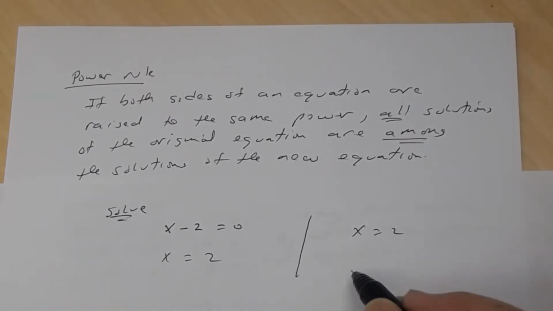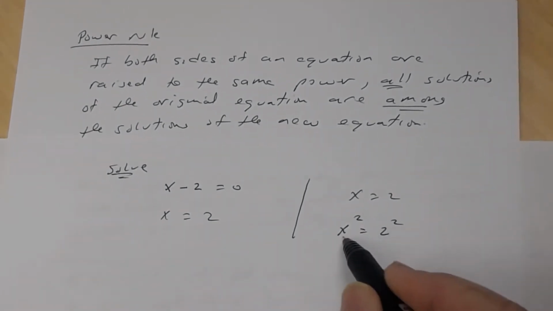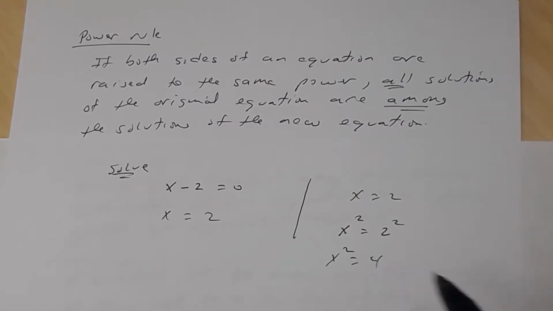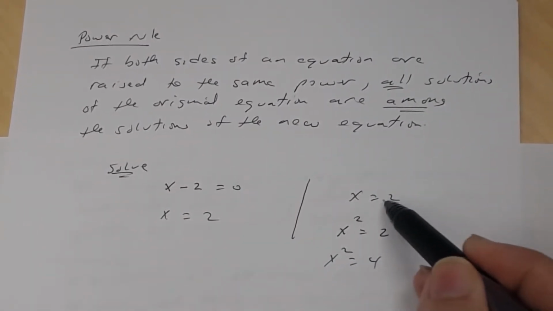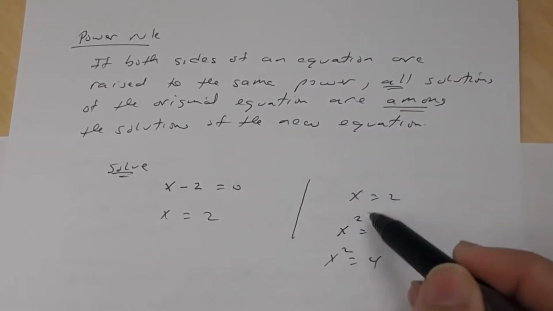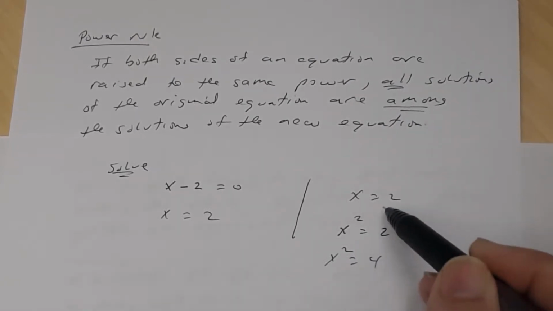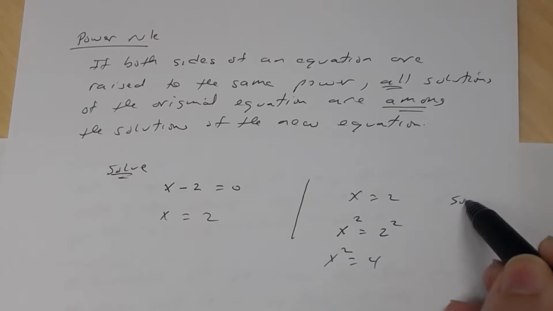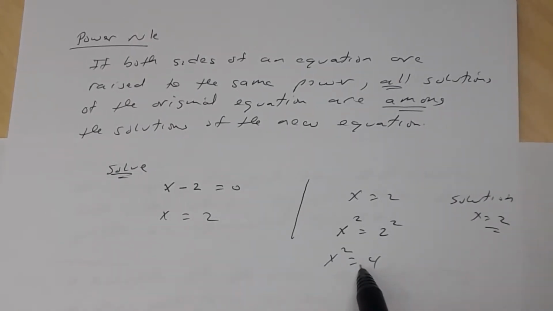But if I take this equation and I square both sides, so I get x squared equals 4, okay? Now what this is saying is this: if you raise both sides of an equation to a power, the solution here is going to be among the solutions here, okay? And it is. So watch. The solution here is x equals 2.